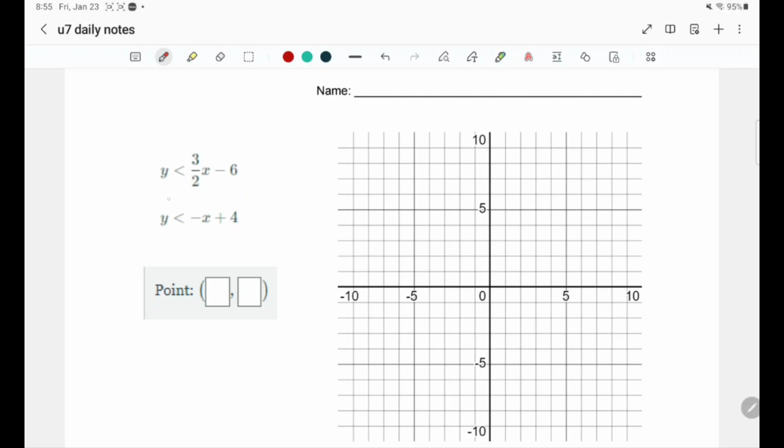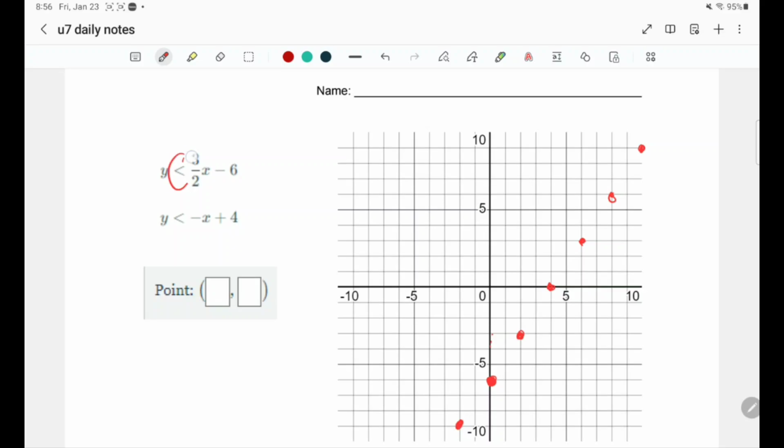So cool thing though, never have to solve for y, so that's nice. We're just going to graph it like we do. So -6 is my y-intercept, and then I'm going to go up 3 over 2, because that's my slope. Up 3 over 2, up 3 over 2. One more time, and then backwards once.